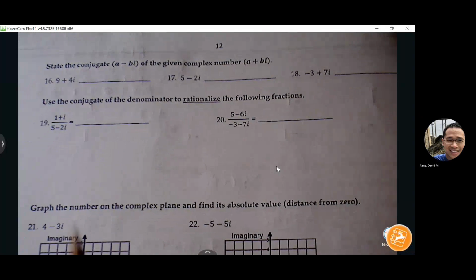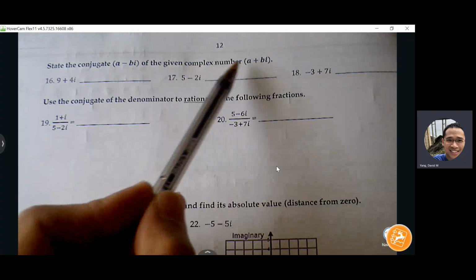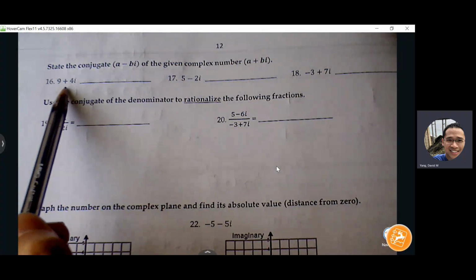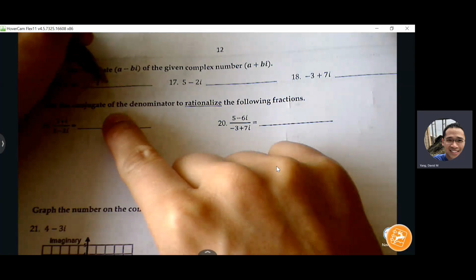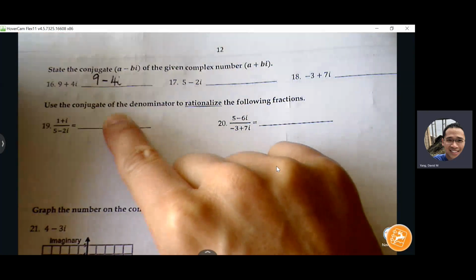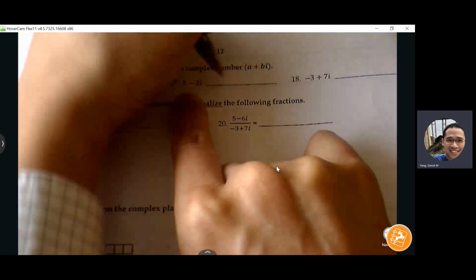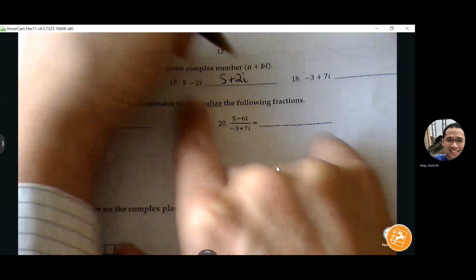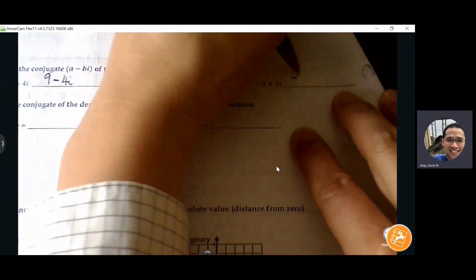All right, so this is easy, right? State the conjugate of the given complex number. So what's 9 plus 4i's conjugate? So it really is that easy. You're just changing the sign that you see in between. Okay, 5 minus 2i's conjugate is 5 plus 2i. Negative 3 plus 7i. So you're only changing one sign. Don't change other signs.